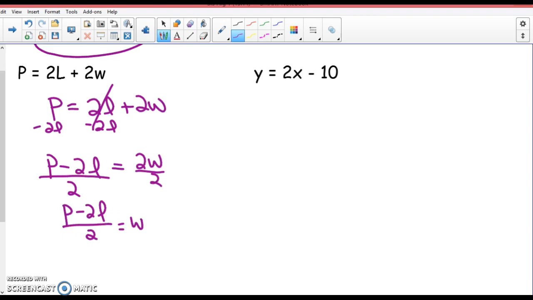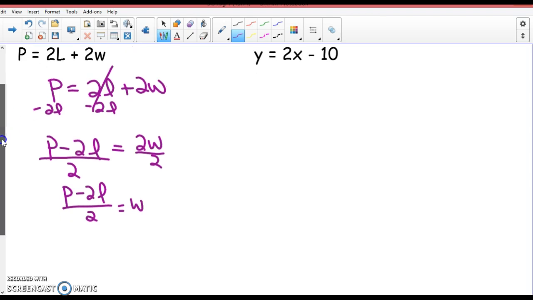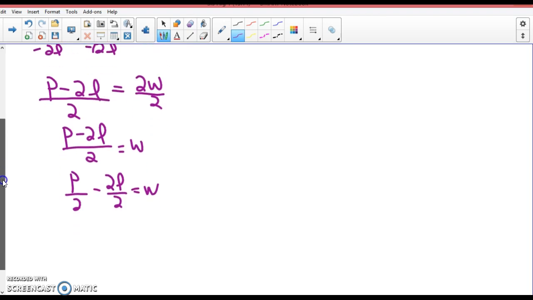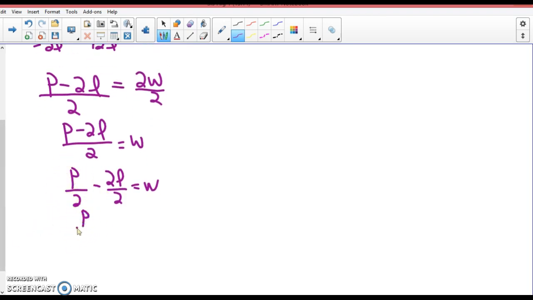That's my answer. Now, the other way I could write this if I wanted to, I could break this up into P divided by 2 minus 2L divided by 2. Because aren't I dividing this whole thing by 2? Which, if I clean this up a little more, I'd have P divided by 2 minus L equals W. Because 2 divided by 2 is 1. This and this are exactly the same thing. Do you see that? All right.